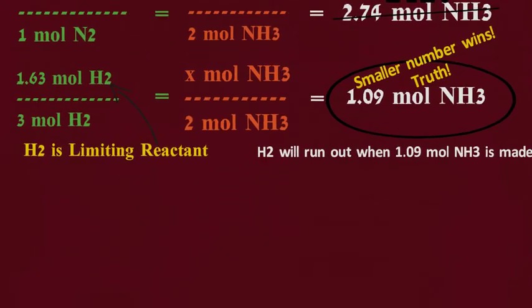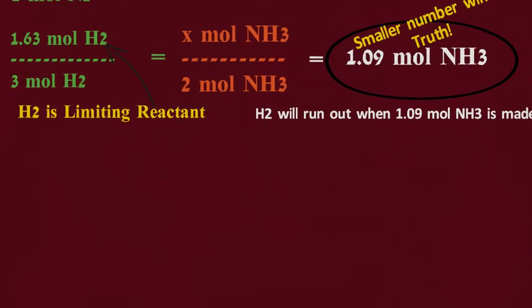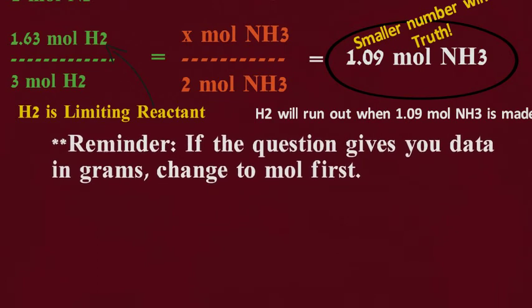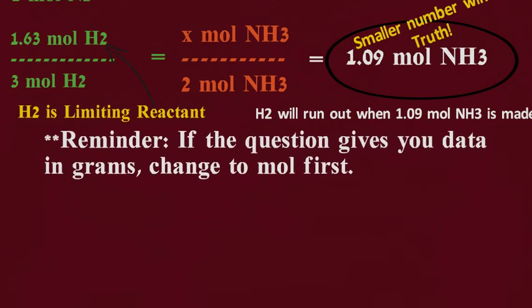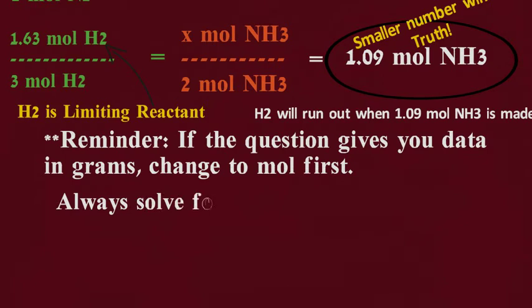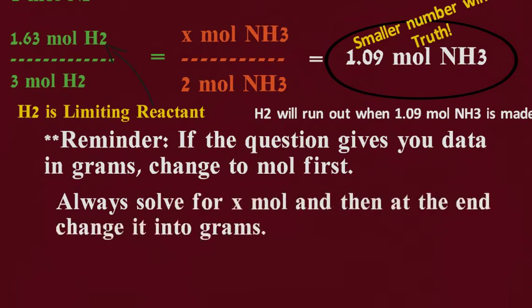A couple of things you always have to keep in mind when you're doing this. This is a double star. If the question gives you data in grams, change to moles first. If you recall from the first video, we put it in grams, and we made a little arrow, change it to moles. Always solve for X moles. And then at the end, change it into grams if the question asks you in grams.